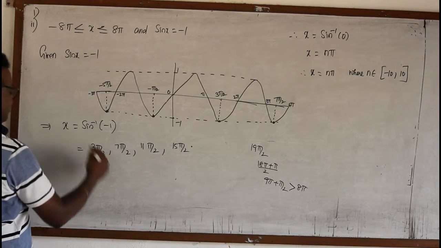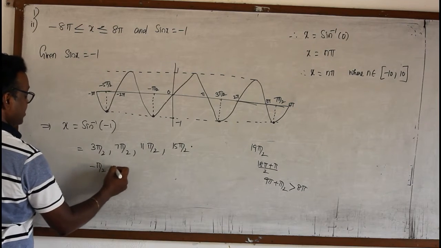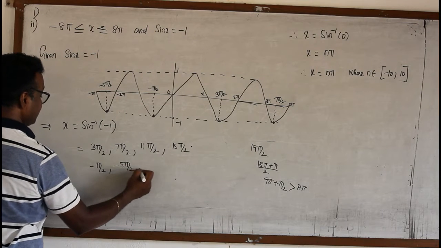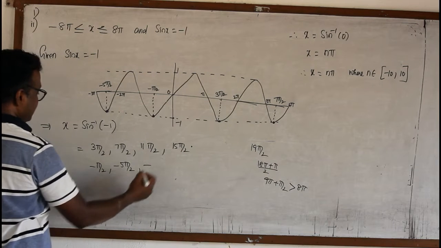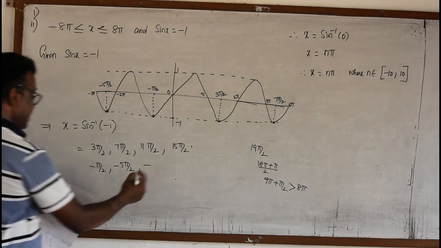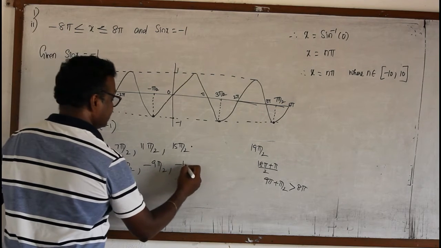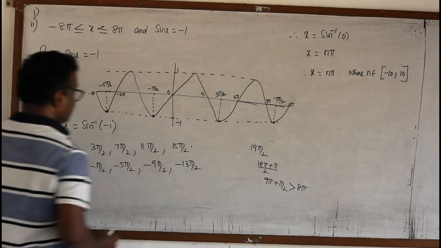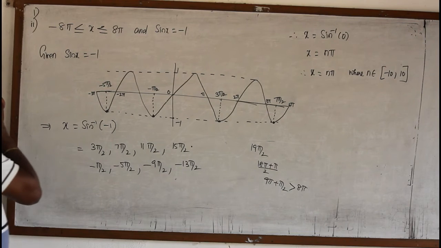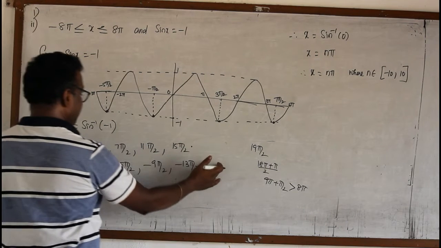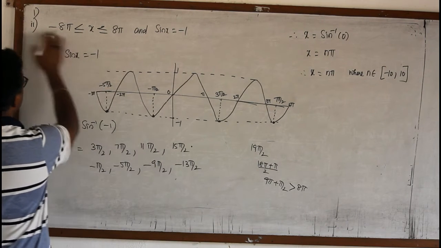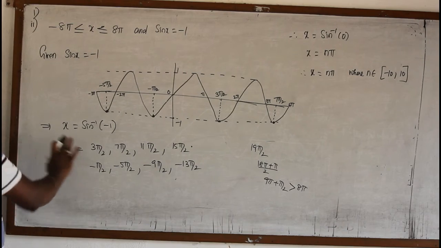Now, coming to the negative parts, it is minus pi by 2, minus 5 pi by 2. The next one will be minus 9 pi by 2. Then it will be minus 13 pi by 2. These are the values. The next one will be minus 17 pi by 2, which will go beyond minus 8 pi. So these are the values.